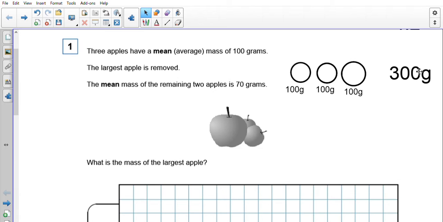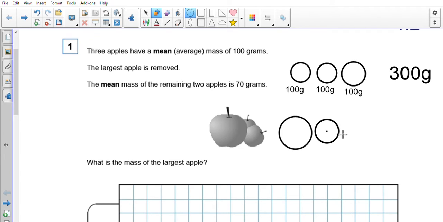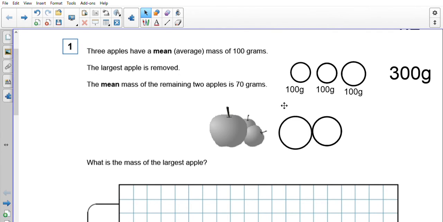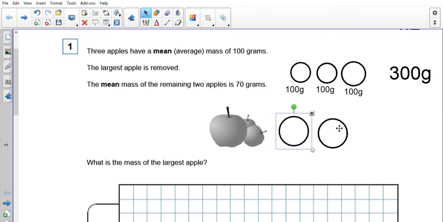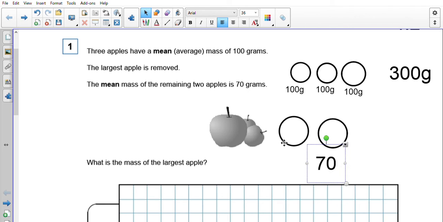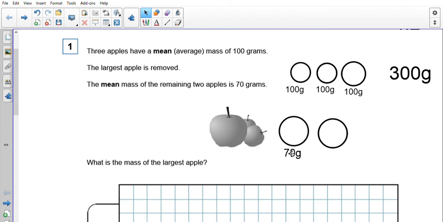Now it says the largest apple is removed. Okay, so now I only have 2 apples. And now we can think about what this tells us. So the largest one, so that means they're not all the same mass, and the largest one is removed, which then means that the average mass, the mean mass of these, is now 70 grams. So again, by drawing this, I'm going to get a good idea of what actually is going on here.